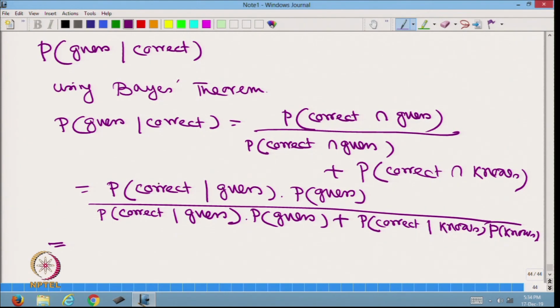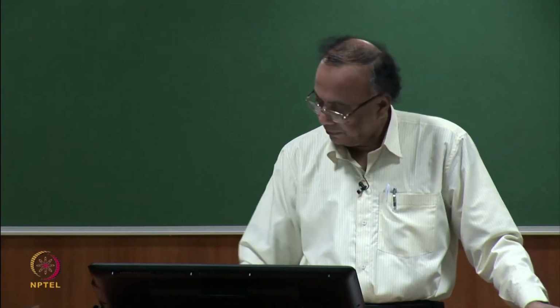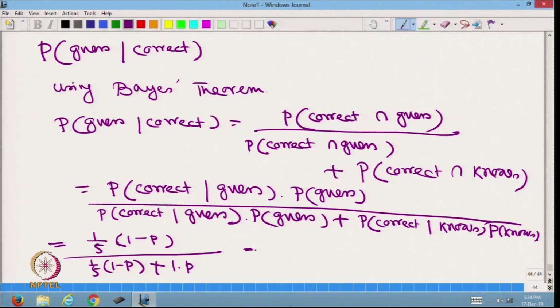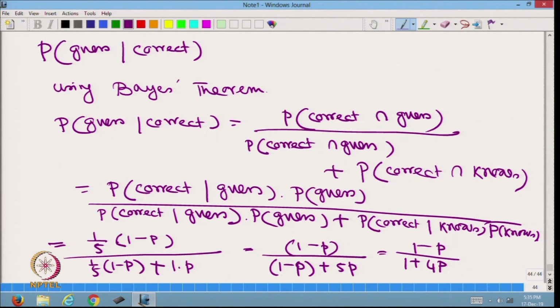If it is random, then probability of correct given guess is going to be 1 by 5 and probability that he guessed is 1 minus P, divided by the same thing, 1 by 5 into 1 minus P, plus, if he knows the answer then he will answer correctly, so that probability is 1, and probability he knows the answer is P. Therefore, the answer is 1 minus P upon 1 minus P plus 5P, which is equal to 1 minus P upon 1 plus 4P.